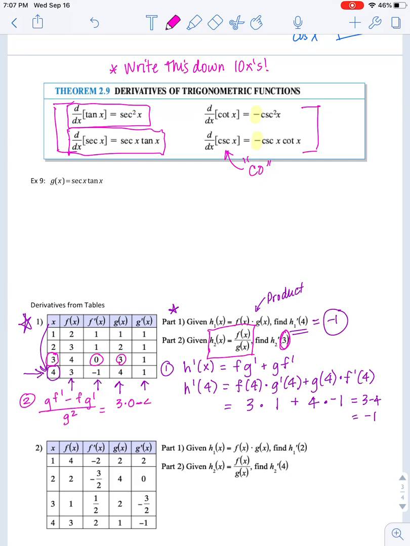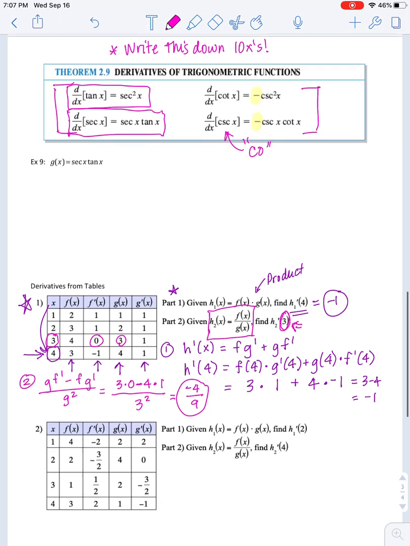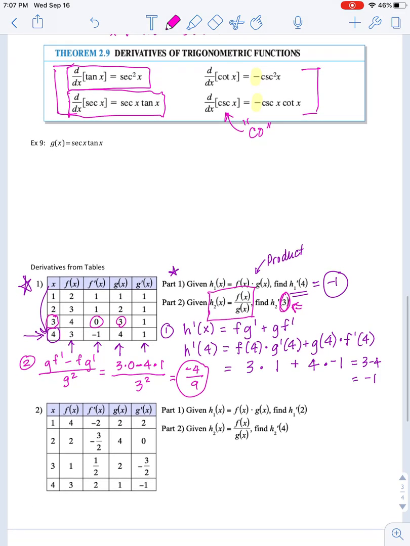f of 3 is 4. g prime of 3 is 1. And then going back to g of 3, that is 3 squared for my denominator, and I end up with 0 minus 4. My top is negative 4, and my bottom is 9. So my answer for this one is negative 4/9. All right, so you can try example 9 and example 2 on your own now.